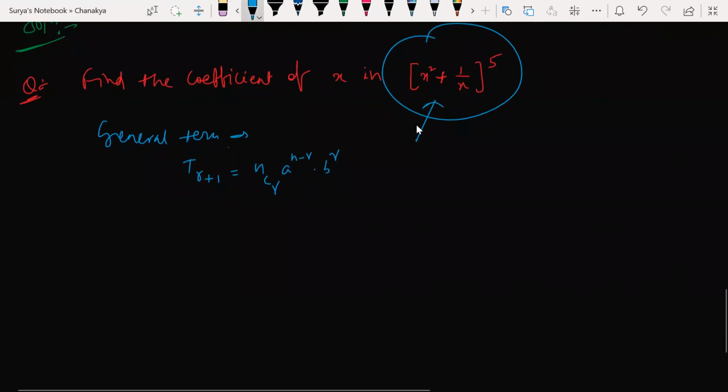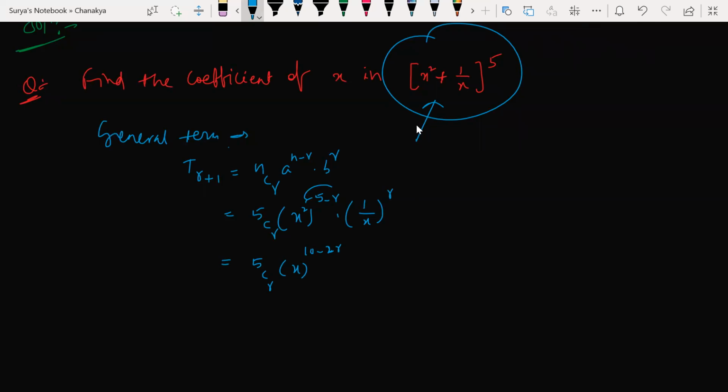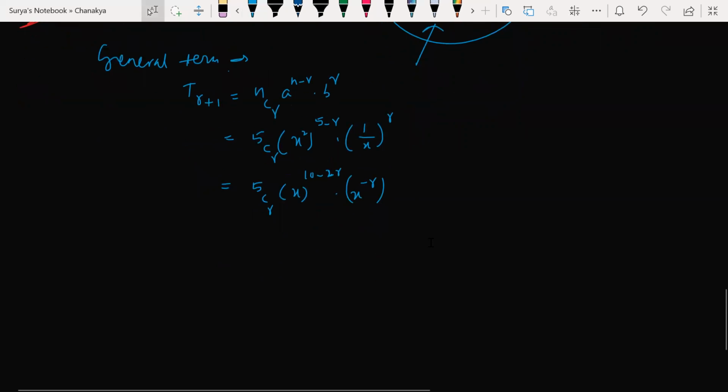So look at this here now. n is what here? 5. 5Cr. What is a here? x squared, to the power of 5 minus r, into b. What is b? 1 by x, to the power of r. Correct? Now this can be written as 5Cr into x to the power of 2 times 5, which is 10, minus 2r. Into x to the power of minus r. That is how I wrote here.